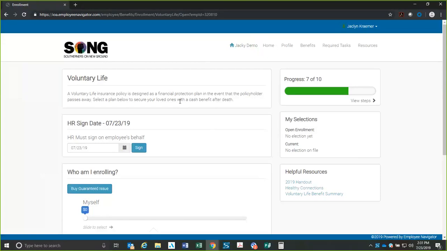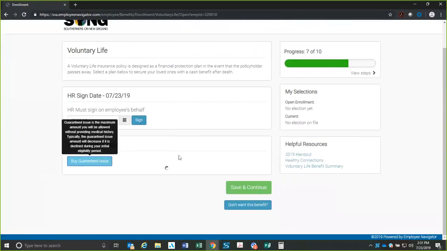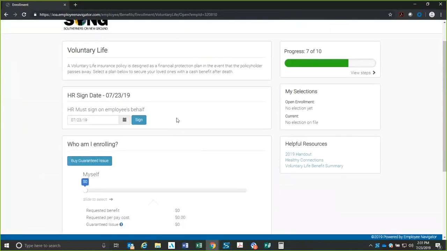So since you are not new hires, there isn't a guaranteed issue amount. So this button is here, but it's just going to reset back down to 0. Now, if you have life insurance already, it will already be set at what you have, and you can confirm that over here on this right-hand side. It'll tell you what your current is. This demo doesn't have anything on file, and she hasn't elected yet. This box, just pretend it's not here. You don't have access to that box.